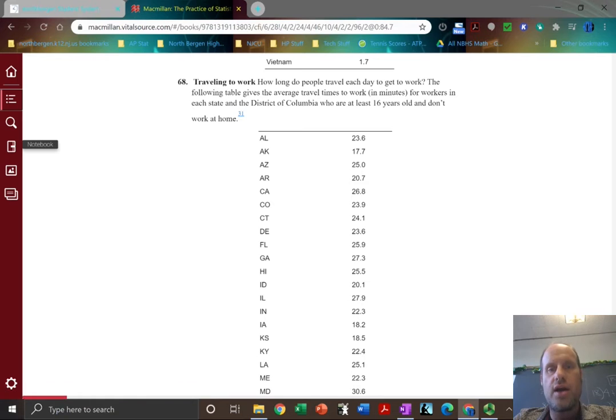So right here you have how long do people travel each day to get to work. The following table gives the average times for work in minutes for workers in each state and the District of Columbia who are at least 16 years old and don't work at home.